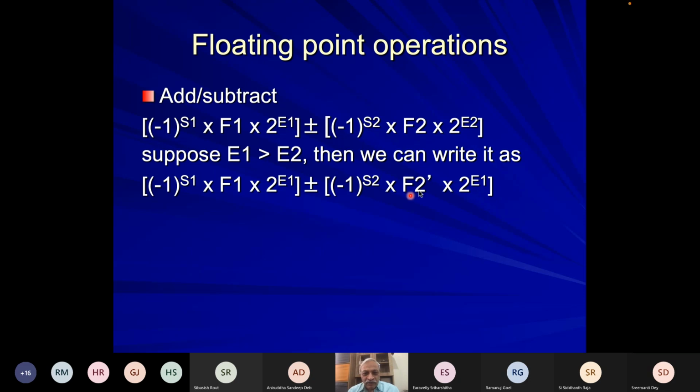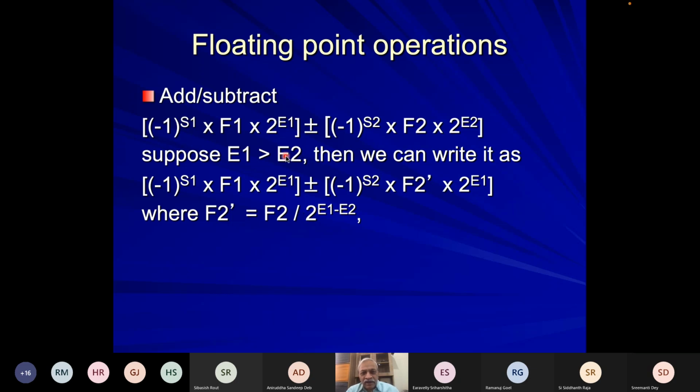So what is this? We simply shift F2 by a certain number of positions towards the right, so that the exponent becomes equal to E1. F2 is nothing but F2 divided by 2 raised to the power of the difference of the two exponents. So this division means that you are shifting F2 right by that many positions.